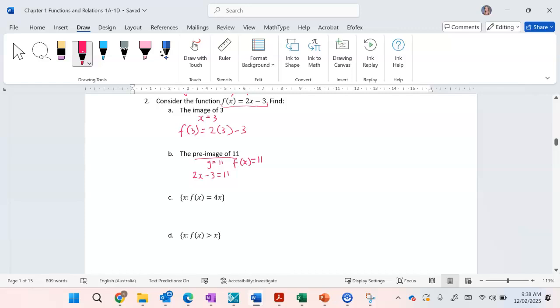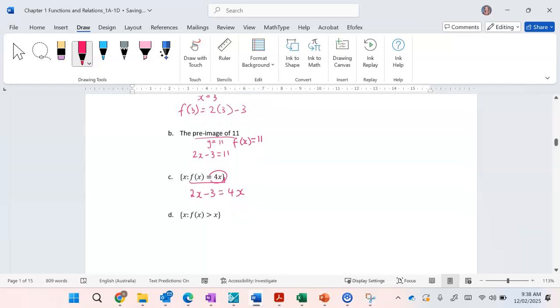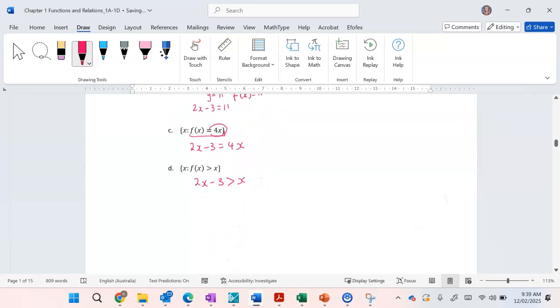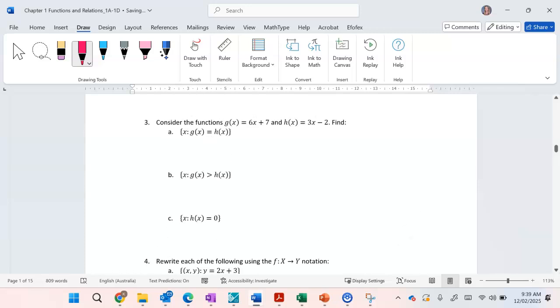All right, so this time we've got f of x is equal to 4x. So that just means, sorry, we're not multiplying x by 4. We're letting f of x equal 4x. So our f of x is 2x minus 3, and we're letting it equal 4x. So you might be used to seeing them with just a number as opposed to another expression. All right, and then we've got f of x is greater than x, so f of x being 2x minus 3 has to be greater than x, and you can just solve for that. All right. Let's move on. I'd like you to finish those questions.